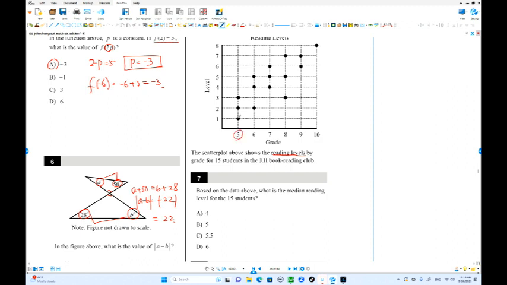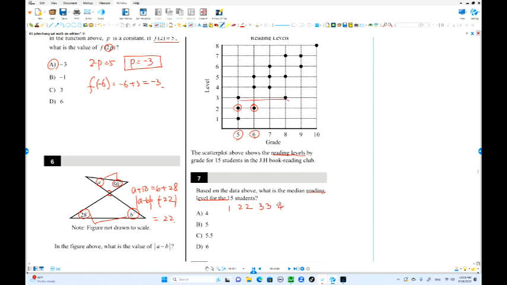We're going to find the median reading level, so we're going to rearrange. There is a reading level for 15 students. The lowest level is 1, the other one is 2 over here, right? 1 is 5th grade, the other one is 6th grade, 2 over here. 3 is another 2 over here.